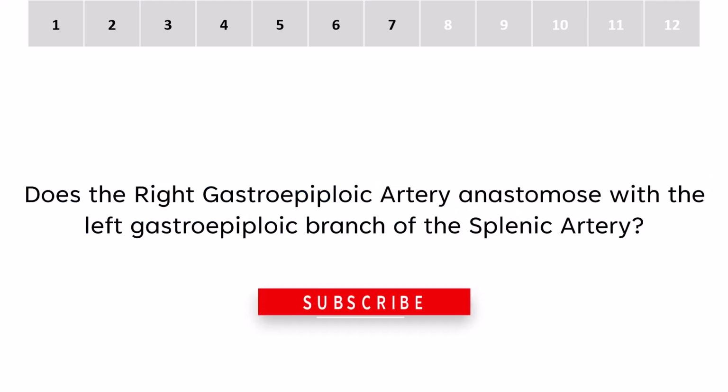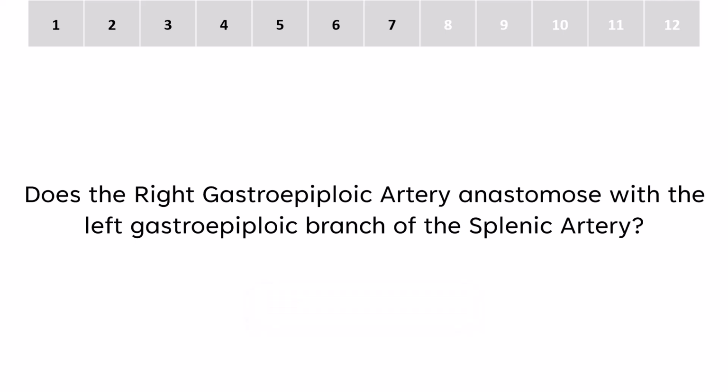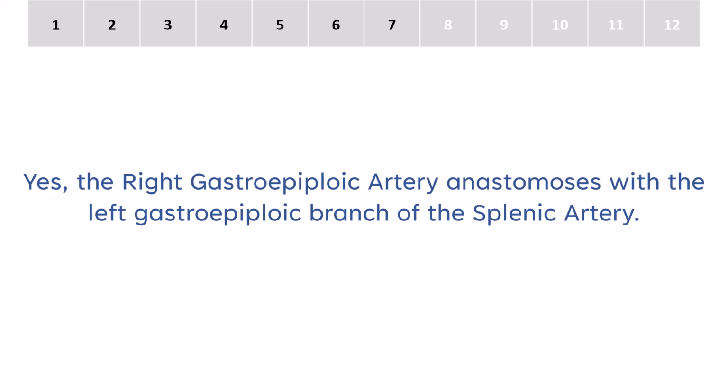Does the right gastroepiploic artery anastomose with the left gastroepiploic branch of the splenic artery? Yes, the right gastroepiploic artery anastomoses with the left gastroepiploic branch of the splenic artery.